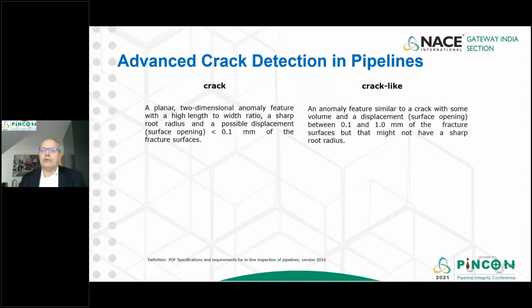A crack-like feature has a similar definition. However, the surface opening is between 0.1 and 1 millimeter. So this is the difference between crack and crack-like features.